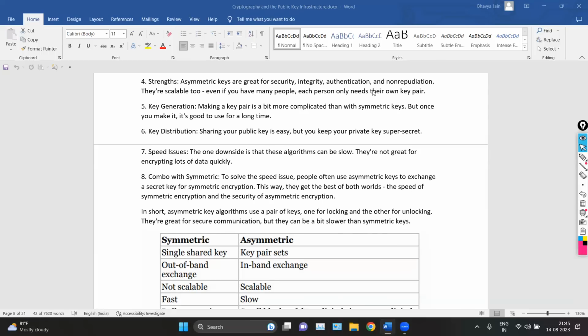Which data? The real message or the key? Yes, the real message. See, there are two things, the key and the message. Basically, we are using the asymmetric algorithm for encrypting the key for the real message. Okay, let me show you.